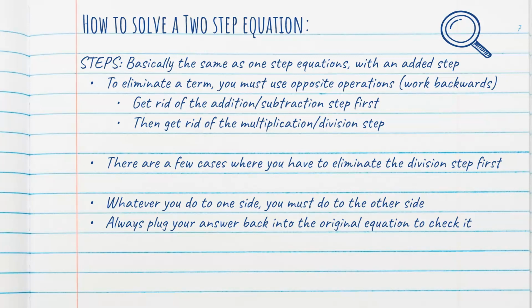deal with. In general, you're going to get rid of addition or subtraction first and then multiplication or division, except for, I'm going to show you one exception to that. It's sort of like you're doing the opposite of order of operations. So if it's what you would do first for order of operations, you're going to do it last when solving equations.